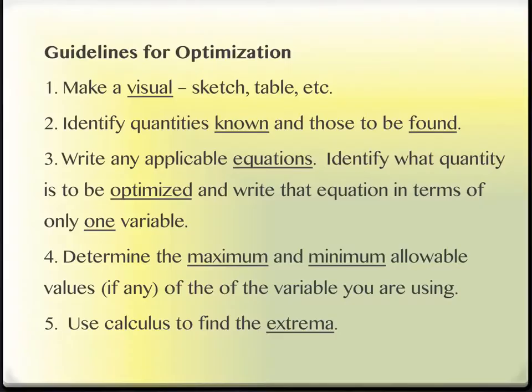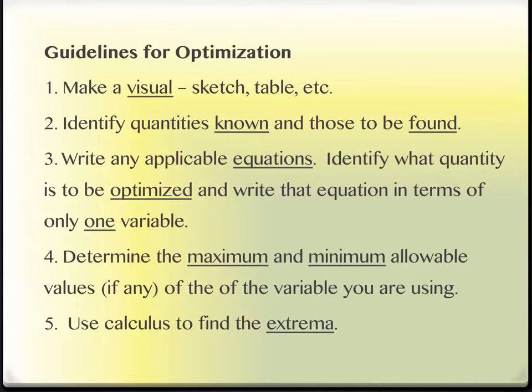So to start with, some guidelines for optimization. Optimization often has something for you to make a visual sketch of. It's not always, but often it does. So making a sketch is a good thing to do. Identify, either cognizantly just in your brain or maybe written down if it's helpful, the things that you know and the things that you need to find. Write any applicable equations. That's definitely something you're going to write down.